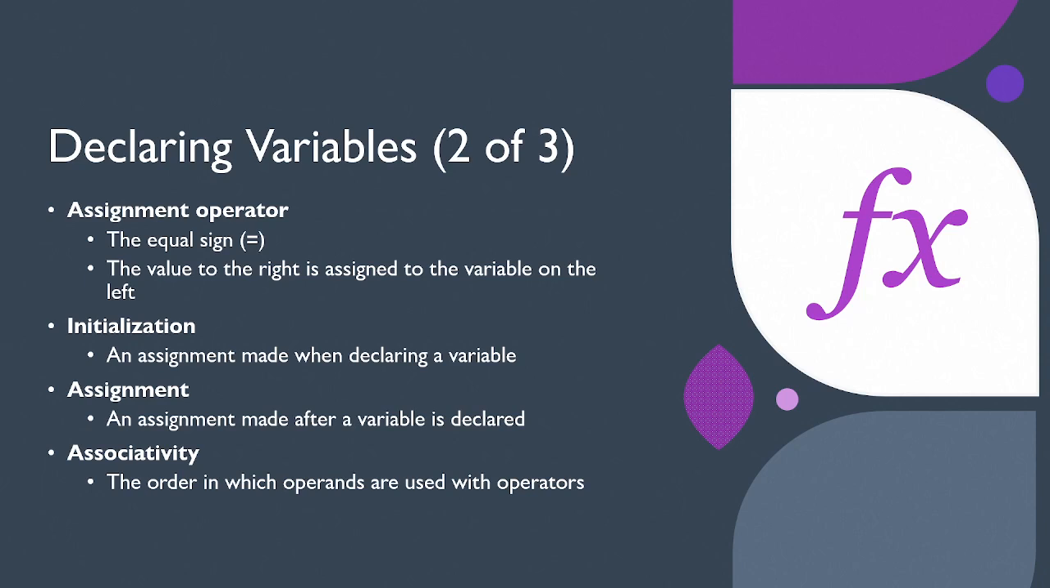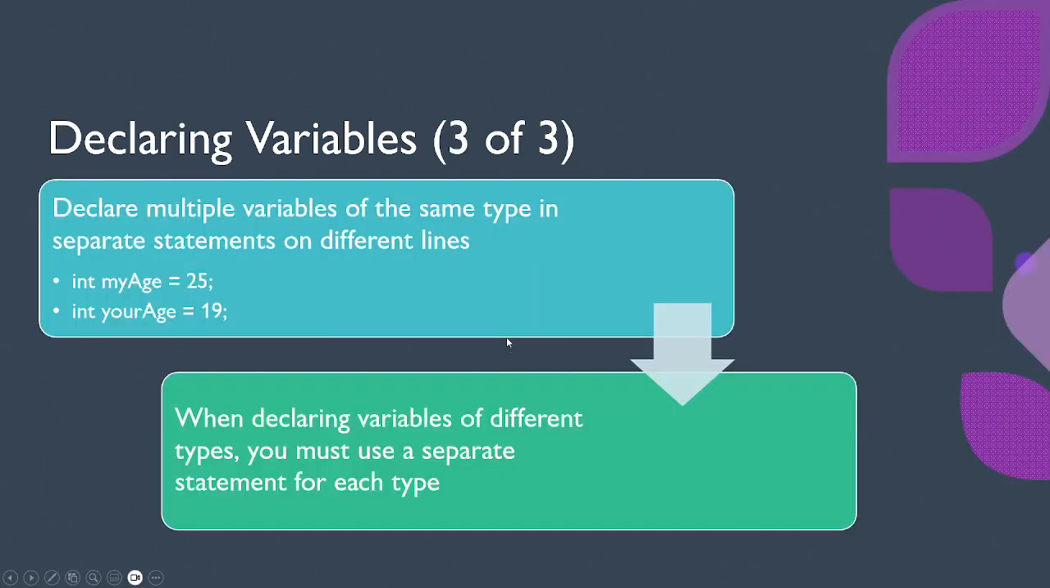Associativity is the order in which the operands are used with operators. So effectively, you follow the order of operations, but you also go left to right on most of the things. And declaring variables means you can declare multiple variables of the same type in separate statements on different lines, or you can declare variables of the same type on the same line. But when you declare variables of different types, you have to use a separate statement for each type. Now let's jump into our code, and we will talk about that.